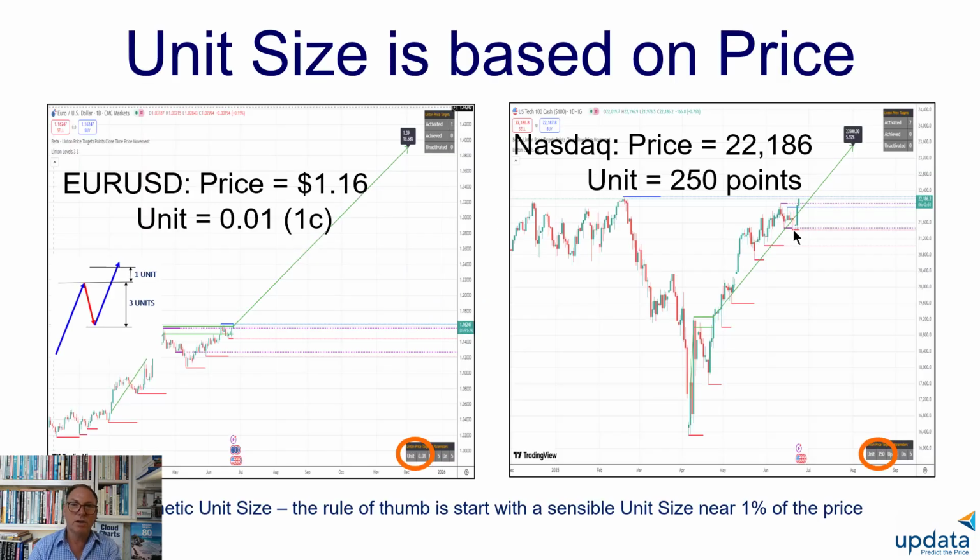So here we look at a unit size based on price. And for example, on euro-dollar, which has a value of around 1.16, here we're seeing 1 cent as the unit size, around 1% of the price. If we look at the NASDAQ, using 1% of the price, we get 250 points. There's no point using a 1 cent chart or 0.01 on the NASDAQ, and there's no point in using 250 points on the euro-dollar. So as a rule of thumb, we start with a unit size, a sensible size near 1% of the price.